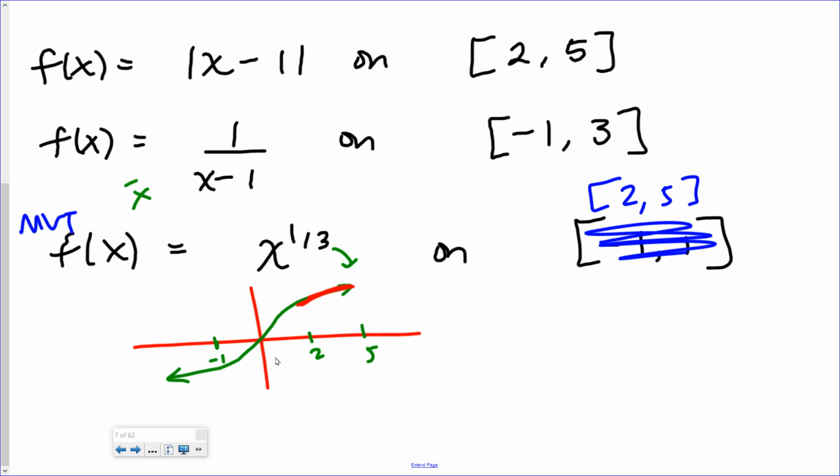You'd have to actually do the whole MVT thing. If the interval were 0 to 1, could you do it because 0 is not in the open interval? Good question. If the interval here is, let's say, 0 to 2, you could still do it because you don't have to count the endpoints. That's a great question. So MVT would still apply on 0 to 2.